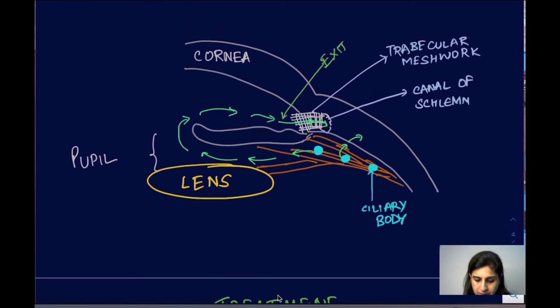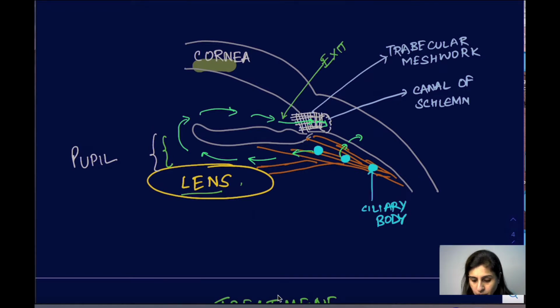Here, if I draw, this is the cornea here, right? And here you see this is the trabecular meshwork. I've drawn it not exactly, it's a mesh, so I've drawn a kind of a mesh. You can see it's like a jali, a net. And this is the lens here, this is the iris, and this is the pupil.